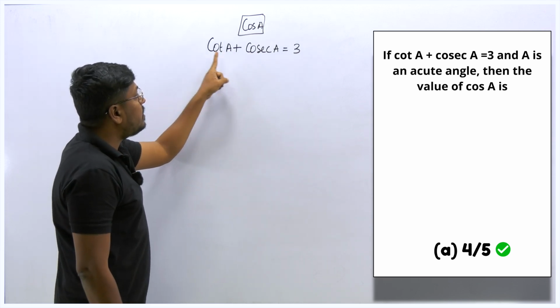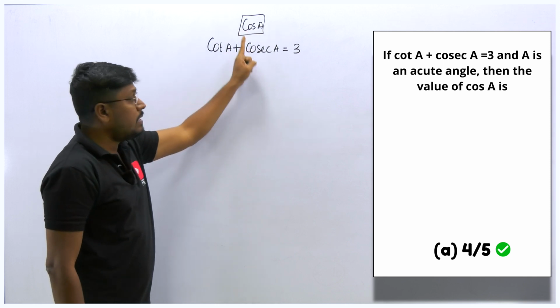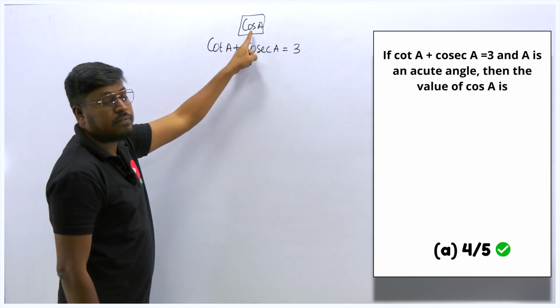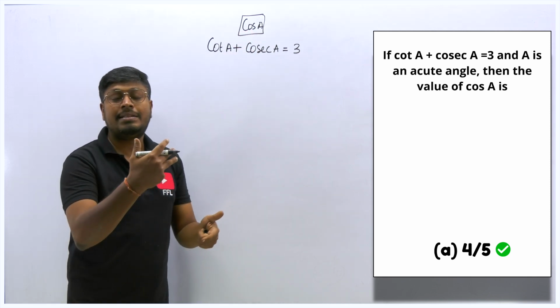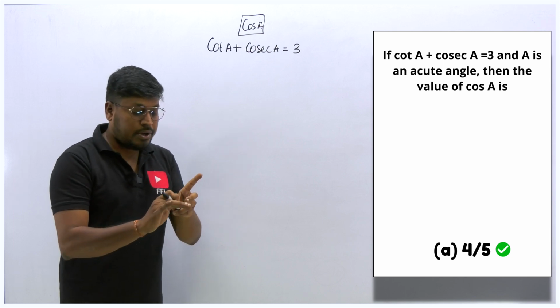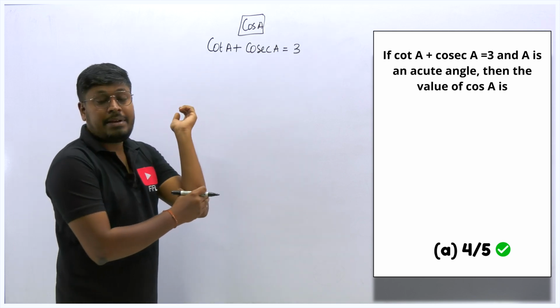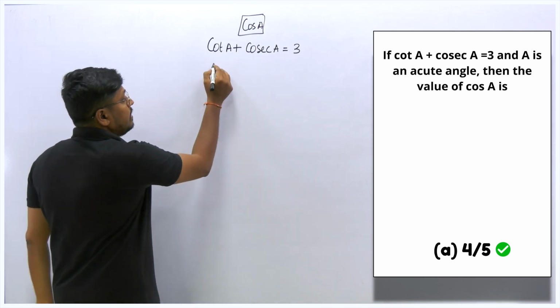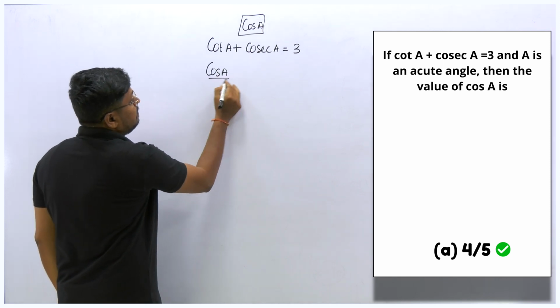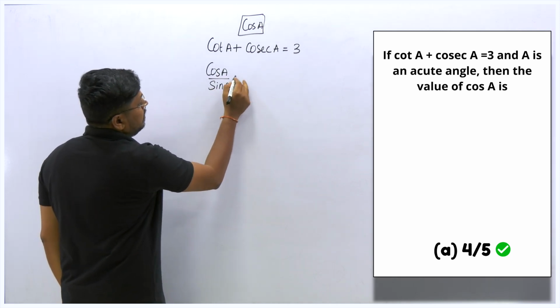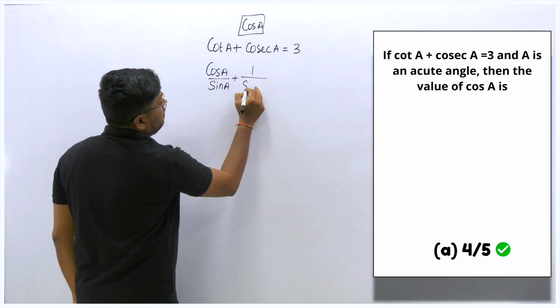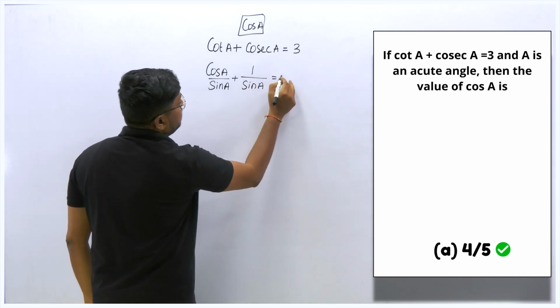We have to convert cot in terms of cos. Similarly, cosecant in terms of cos. Only then we will get a final answer in terms of cos, right? So what I am going to do is, cot A can be written as cos A by sin A. So cos A divided by sin A will be cot A. Similarly, cosecant A will be 1 by sin A is equals to 3.